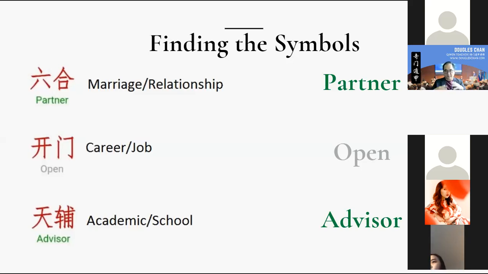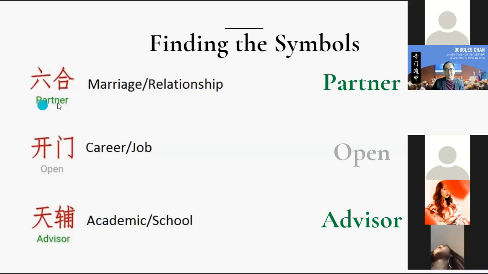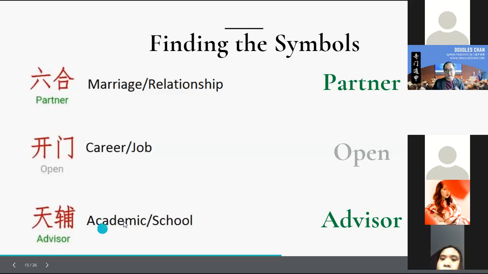So for the purpose of everyone, you only cover on this partner, which is the marriage, the open, which is the career, and the advisor is the school. Meaning that this symbol itself, we just take reference as the English one. This partner equates to marriage and relationship. And this open equates to career and job. And then advisor equates to academic, the school. Okay, so far, okay? Should be quite easy, right? Okay, next.